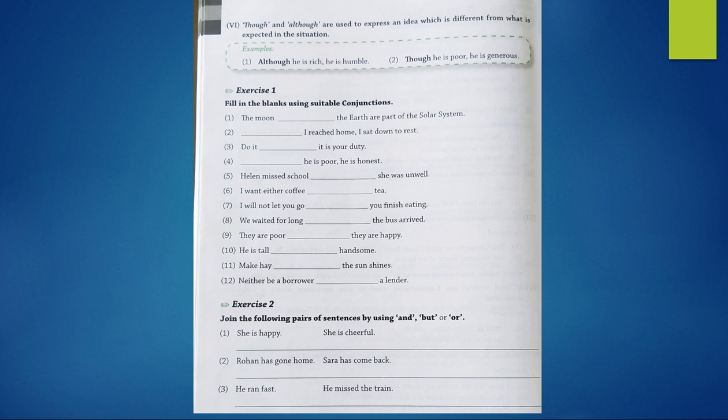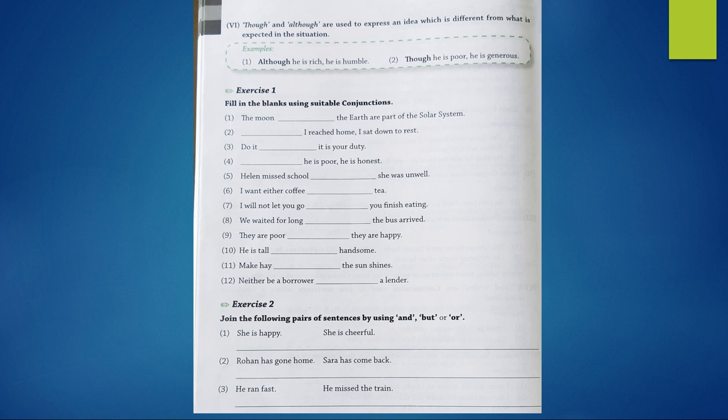I want either coffee. Either, if you are using, next you have to use or. Either or. I will not let you go, I will not let you go unless you finish eating. So what should come? Condition there. Unless you finish eating, I will not let you go. First you finish eating, then you can go. We waited for long until the bus arrived. Time: we waited for long till the bus arrived or until the bus arrived.